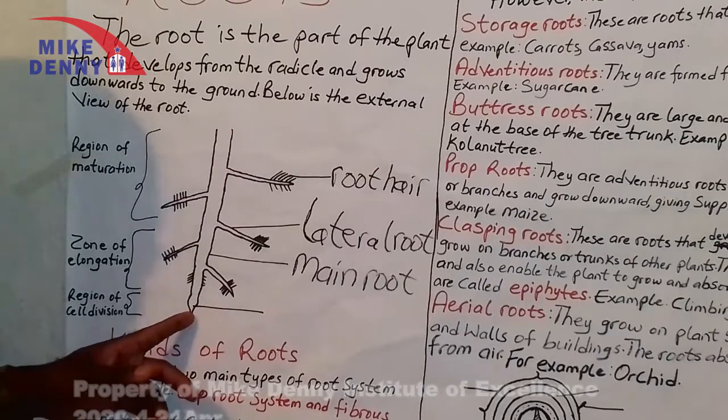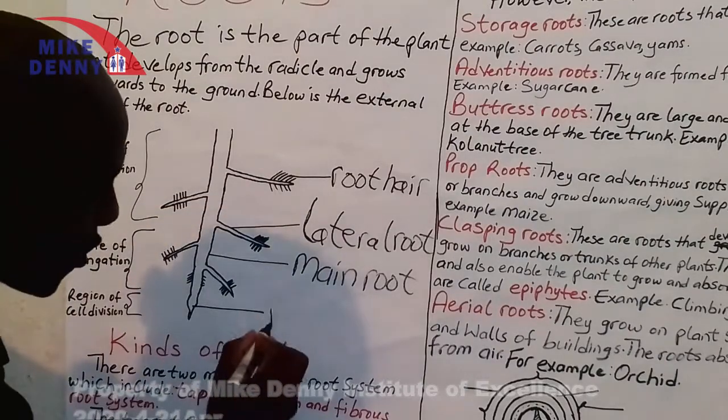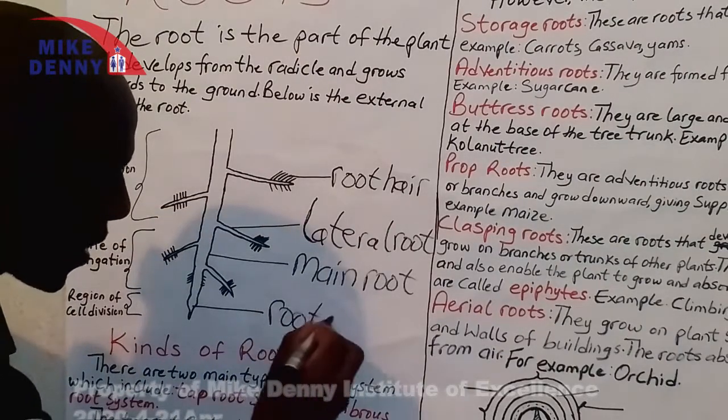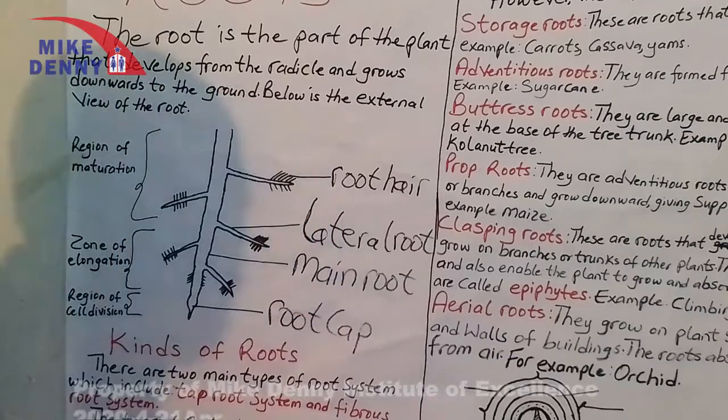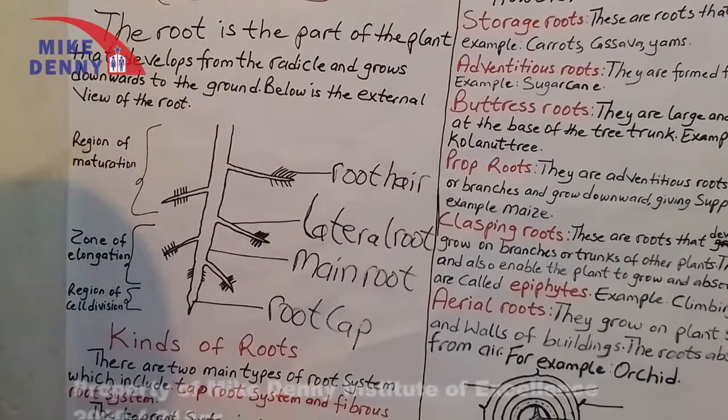Then this lower part of the root. Somebody suggests root tip. Yes, it could be root tip. But we better call it root cap, which is also the tip of the root. This is the external view of the root.